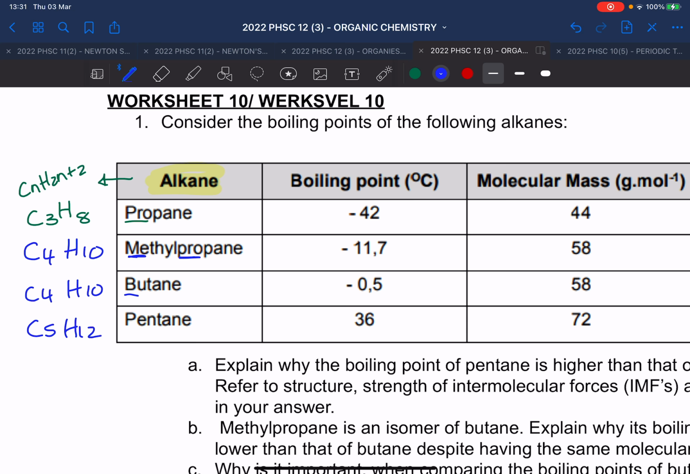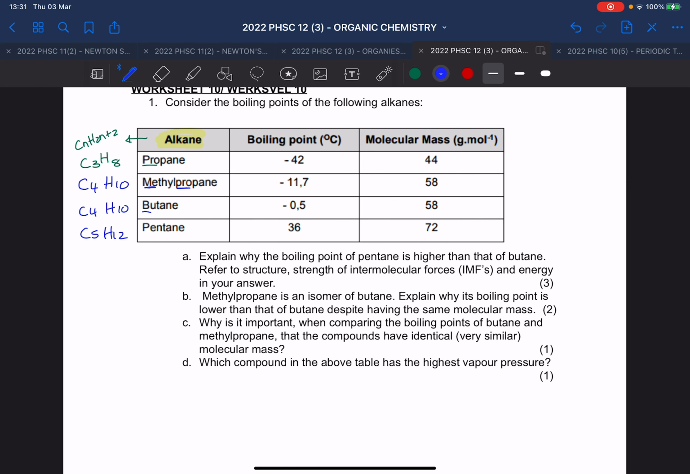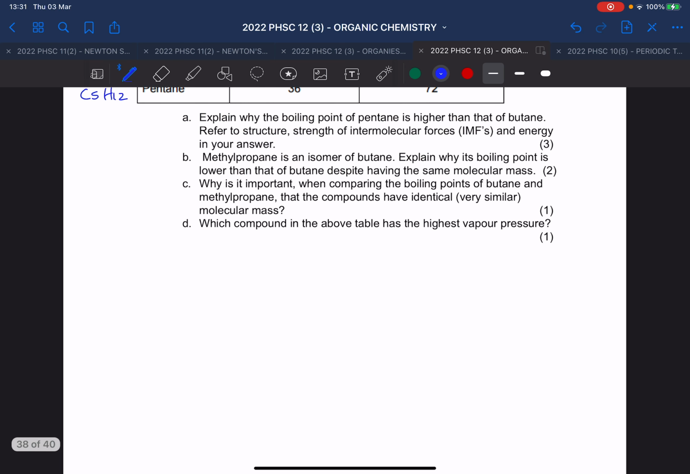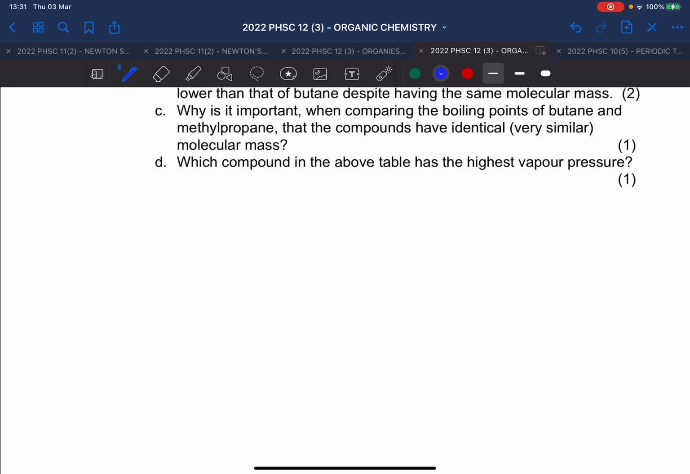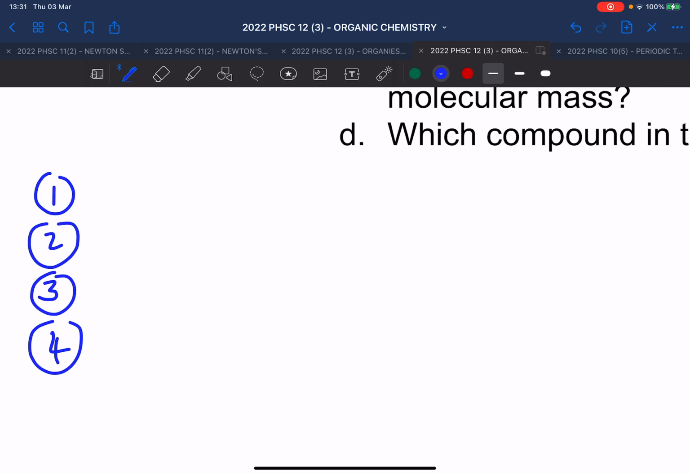Now they ask, explain why the boiling point of pentane is higher than that of butane. Refer to structure, strength, and energy. In the exam, they're not going to say refer to blah, blah, blah. You must know that. So let's quickly just make a summary for ourselves, and you have to write really small. There's always 4 bullet points that you must tick. The first one that you must tick there is you say, what is the obvious difference?